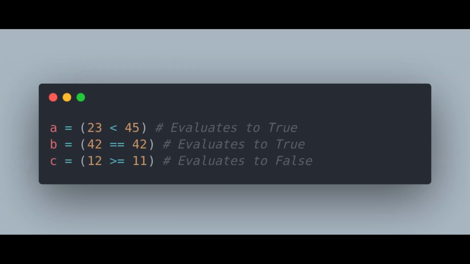We can create Boolean values in Python using comparison operators. Comparison operators are used to compare two values in Python. The result of a comparison operation is always a Boolean value, either true or false.